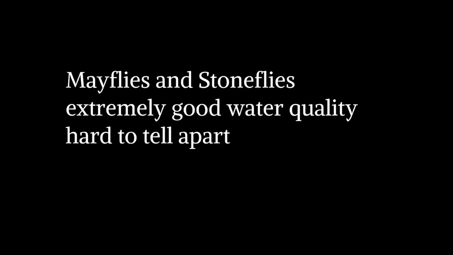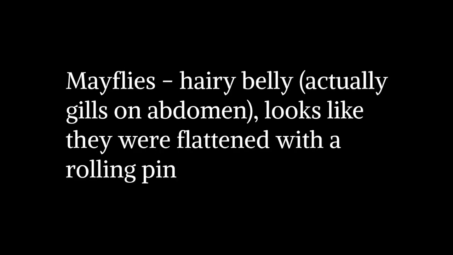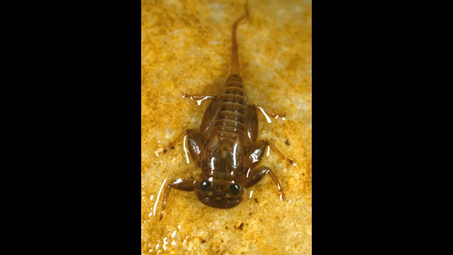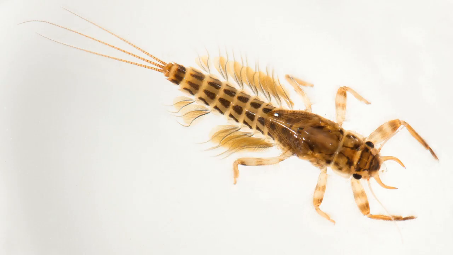Mayflies and stoneflies are the Gucci of water quality, and they're the hardest ones to tell apart. So I'm going to show you the trick I learned from Dan Young. Mayflies have gills on their abdomen, so he always said, look for a hairy belly. It also looks like they were flattened with a rolling pin. So this is how they look, but if you hold them in a little puddle of water in your hand or in an ice cube tray, you will see the gills float off the side, and that's what I mean by they have a hairy belly, even though those are gills.